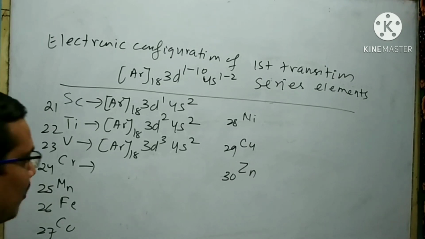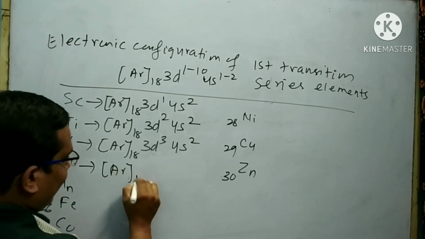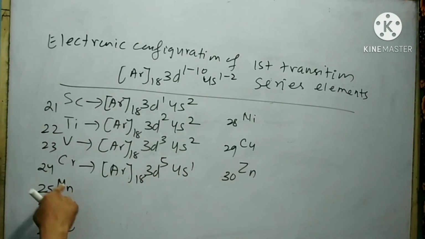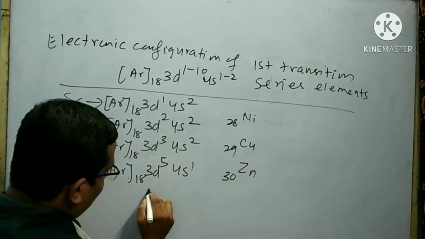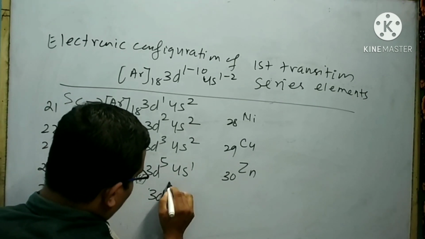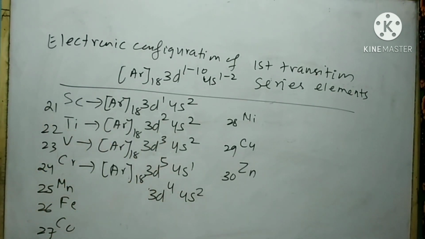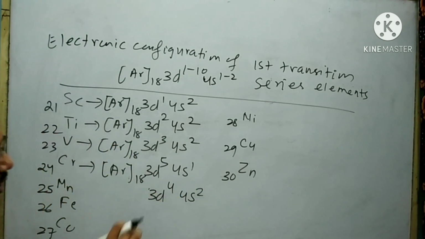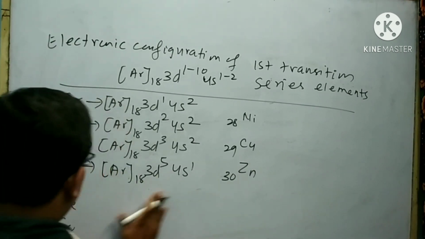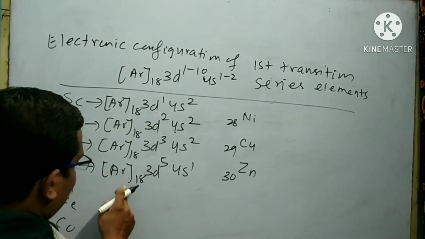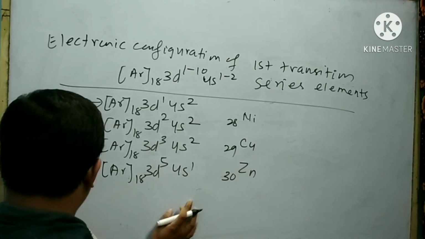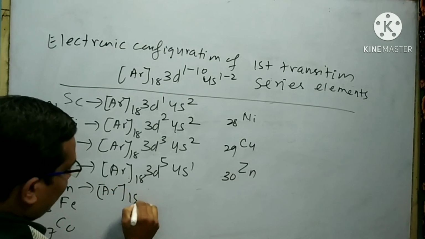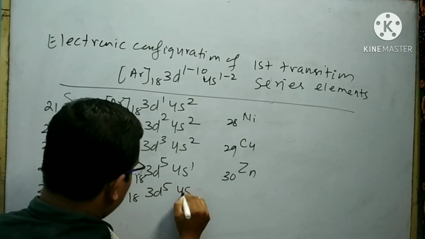Similarly, the electronic configuration of chromium is argon 18, 3d5, 4s1. Actually, the electronic configuration of chromium is 3d4, 4s2. To maintain extra stability, one of the electrons of the s orbital shifted to the 3d orbital. So we can write the electronic configuration of chromium as argon 18, 3d5, 4s1. Like that, the electronic configuration of manganese is argon 18, 3d5, 4s2.